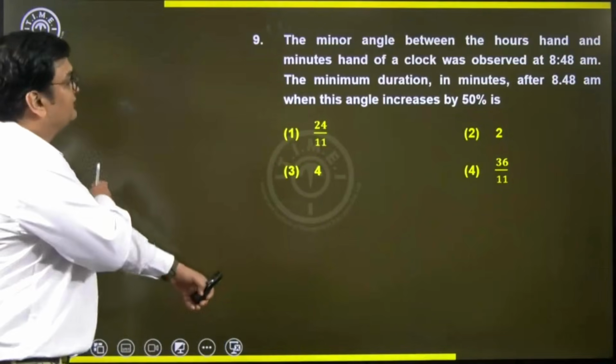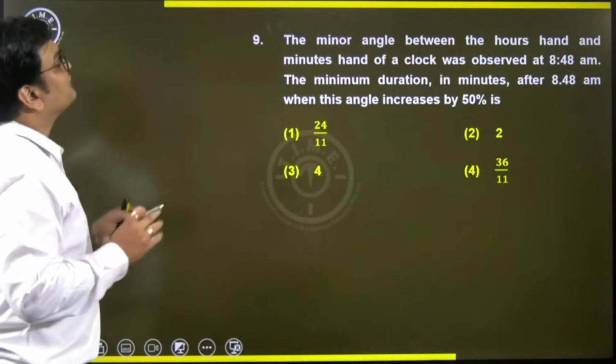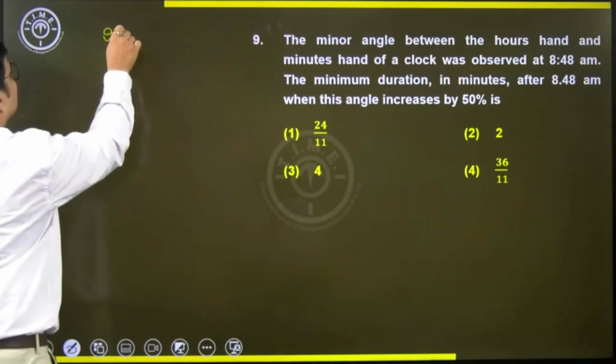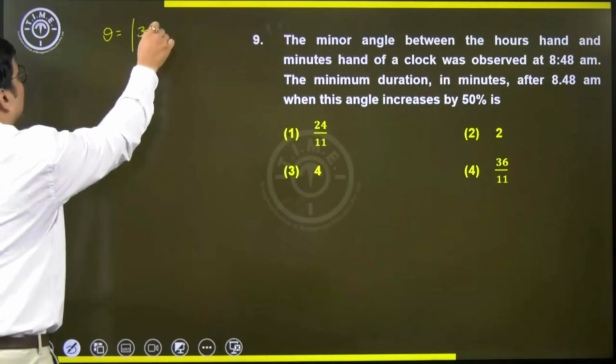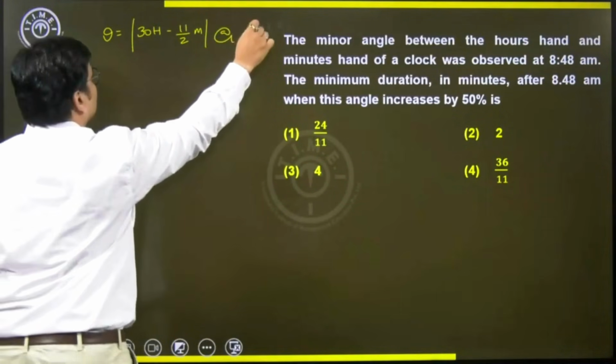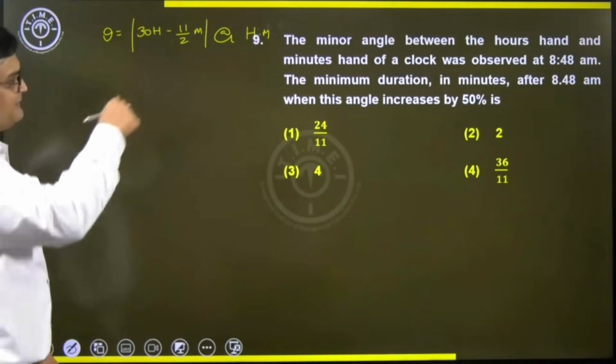Let's look at this. The minor angle between the hour hand and minute hand was observed at 8:48. By the way, we have a formula for finding the angle. The angle is given as 30h minus 11 by 2 into m, at h hours and m minutes. The time right now is 8:48.